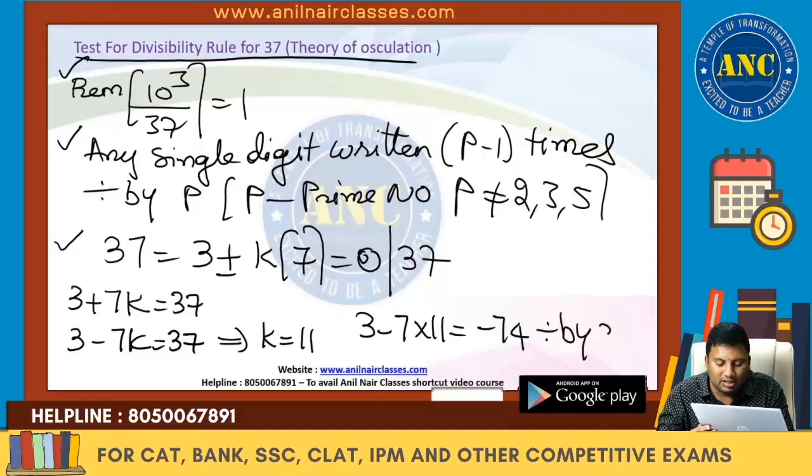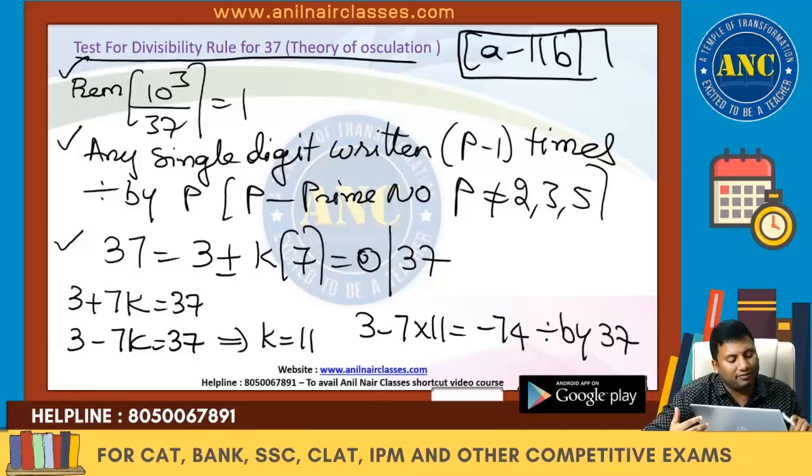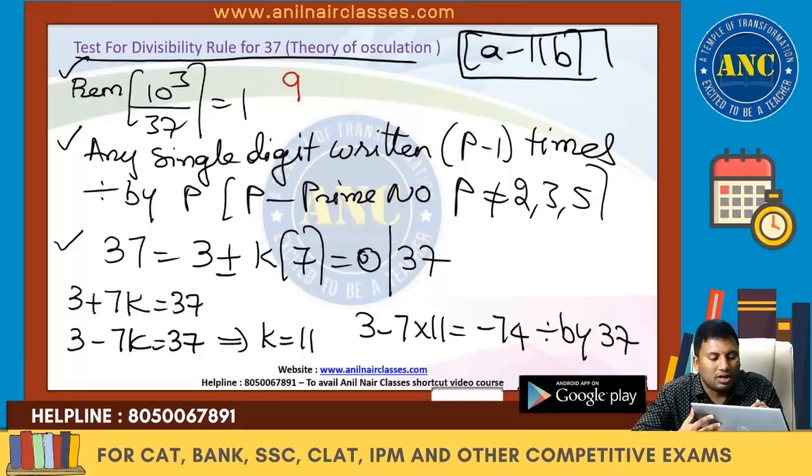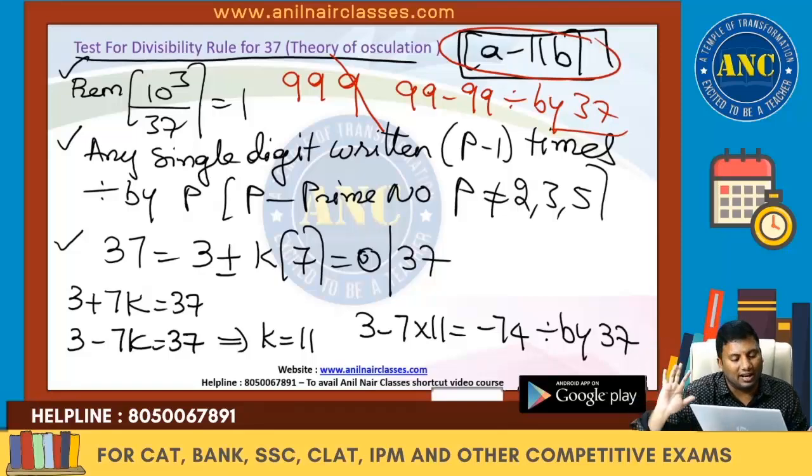Minus 74 is divisible by 37. So what is the divisibility rule? The divisibility rule is a minus 11b. I hope you are understanding how I am defining the divisibility rule for any prime number. Suppose it is 999, 9 multiplied by 11 is 99, and 99 minus 99 is divisible by 37. A minus 11b is the divisibility rule. Idea clear, right? It's just a matter of finding the value of k.